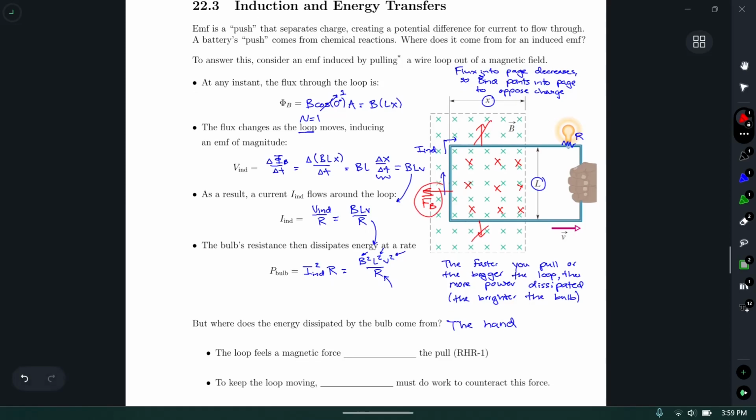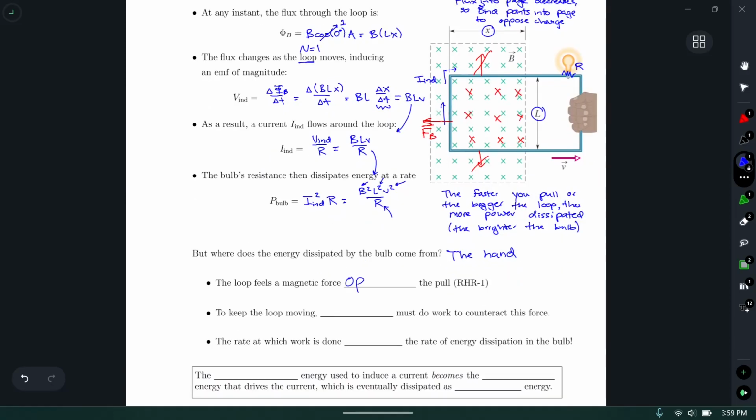It's resisting our pull, trying to remove the loop. And so, as a result, the energy we're putting in is not all being converted into kinetic energy to speed the loop up. Some of it is being used in the circuit as electrical energy. We're not violating conservation of energy, we're just not able to speed the loop up as much as we could if the magnetic field weren't there, because some of the energy is going into that induced current.